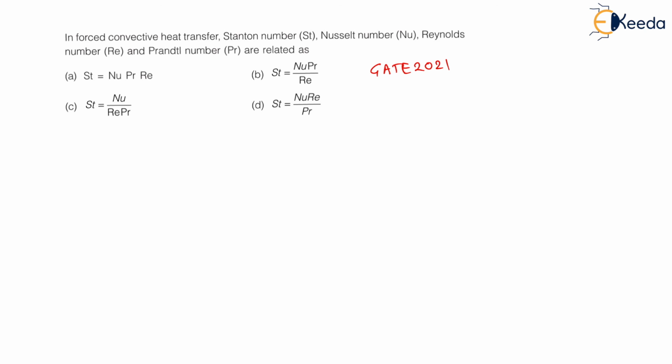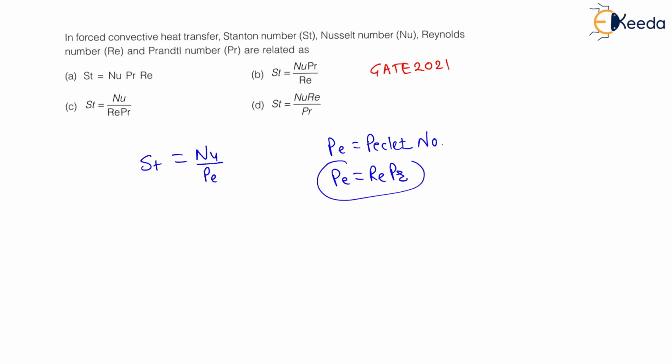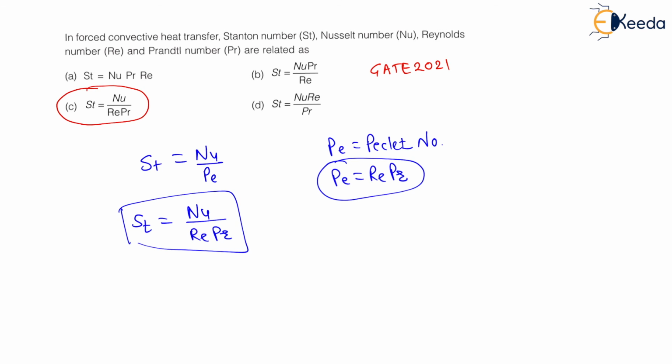Now, my dear students, here the Stanton number St is nothing but a ratio of Nusselt number and Peclet number, right? Here this Pe is nothing but Peclet number. And my dear students, this Peclet number is a product of Reynolds number and Prandtl number. Therefore, this Stanton number will be equal to Nusselt number divided by Reynolds number into Prandtl number. Right. This is how Stanton number, Nusselt number, Reynolds number, and Prandtl number are related with each other. Therefore, look at the options. You will find that option C will be the correct choice.